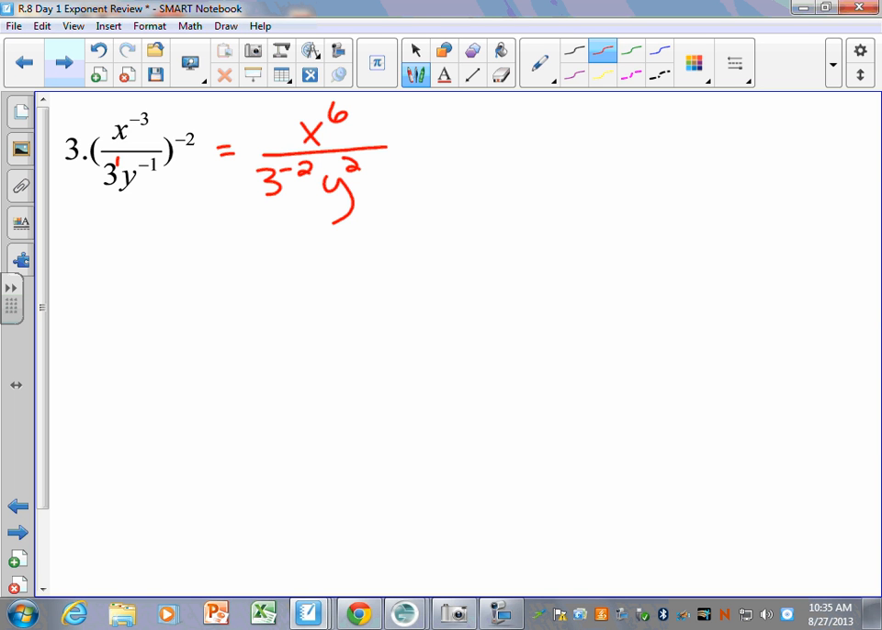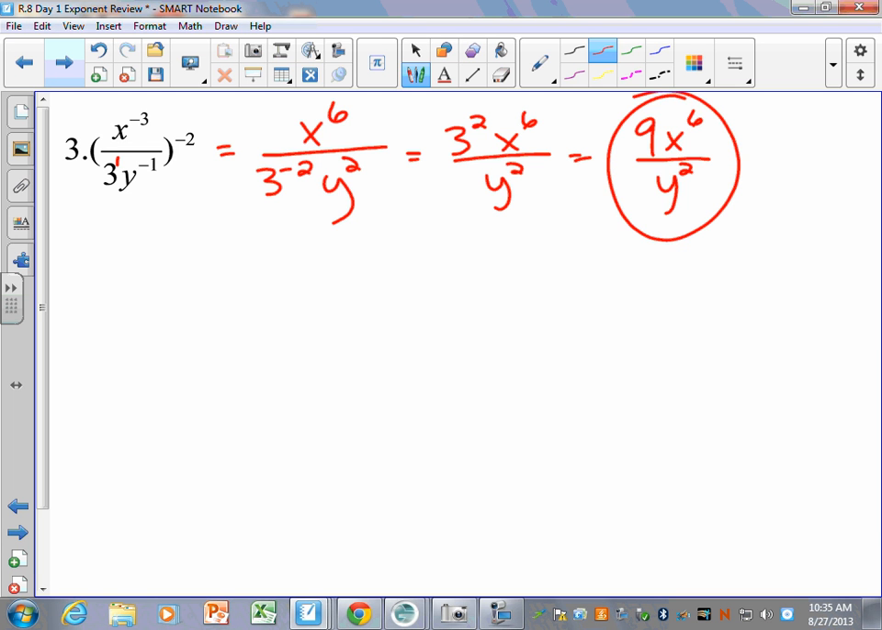What else could I do? Yeah, we don't like negative exponents, so can I just move that up and make it a positive exponent? And this is where I probably would write 9 and not 3 squared, but I'm going to leave it like that for a second. It's its actual number. So that would be 9x to the 6th over y squared. I can't do anything with these because they're not the same letter. That's it. That's your answer. How do you feel about that?